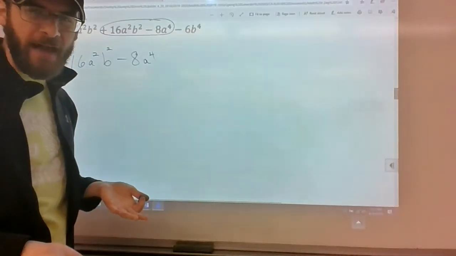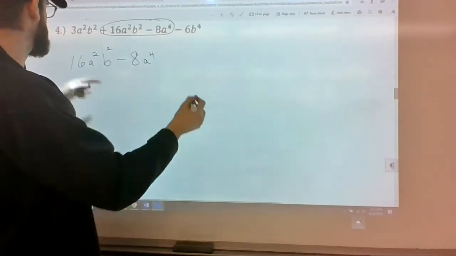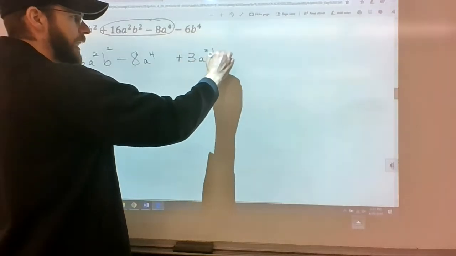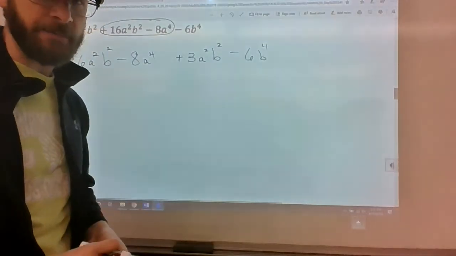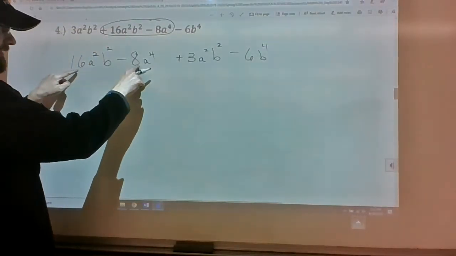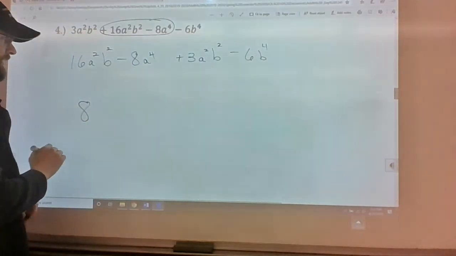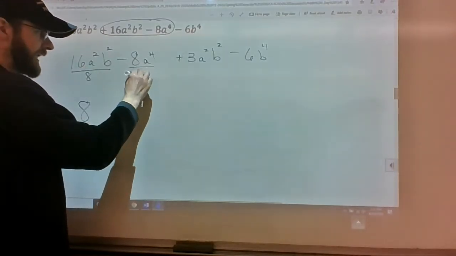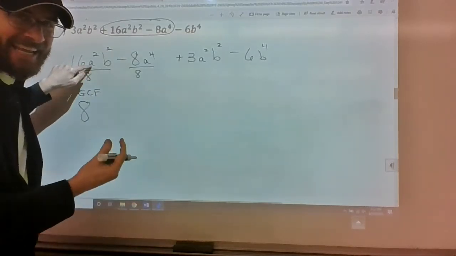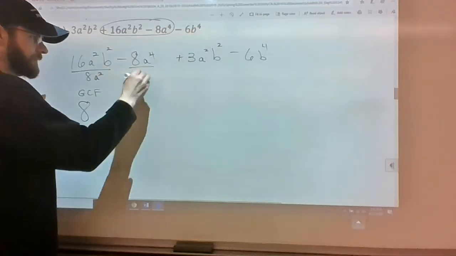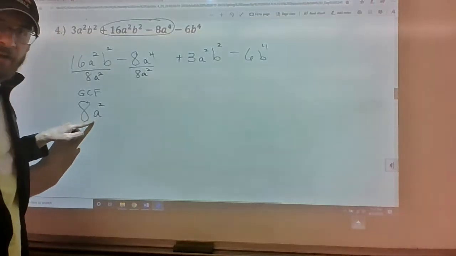It's hard to tell right off the bat who's supposed to go first to make this right. So plus minus, maybe we'll just keep it as plus a squared b squared minus 6b to the 4th. If we have to change things later, we'll do it when it comes up. So 16 and 8, they share an 8. Divide by 8, that's going to be a part of the greatest common factor. They both have at least a squared, and that's all they share. So this is the greatest common factor.